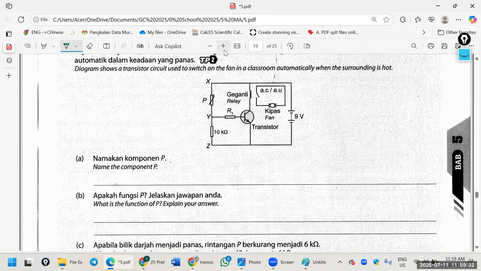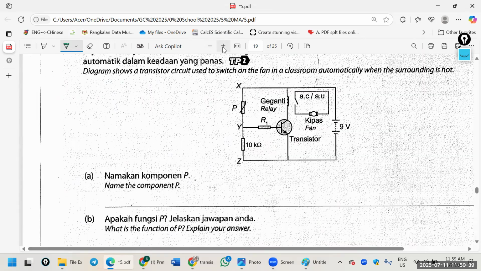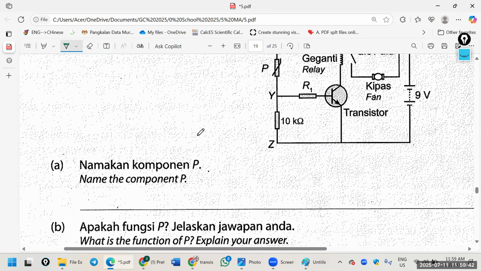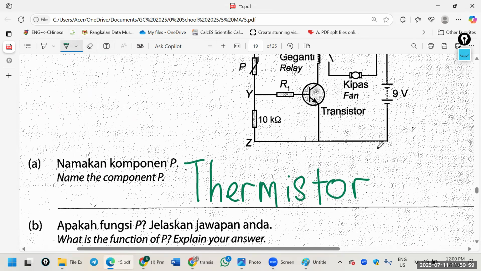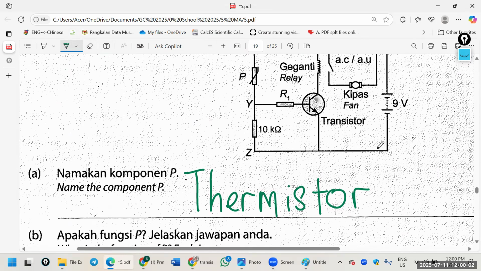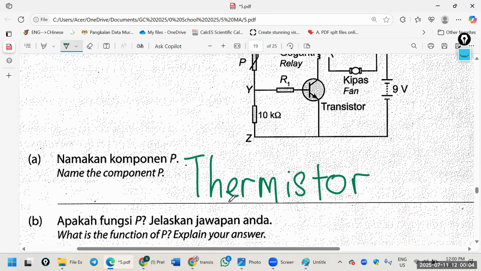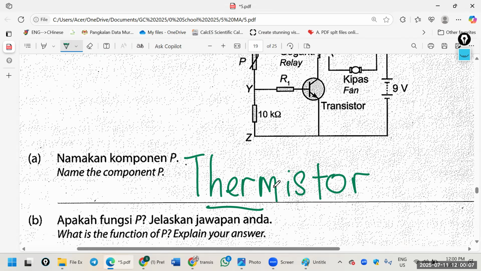This is the circuit of the fan. Name component P. Okay, you never learned this before, doesn't matter. P is a thermistor. A thermistor is a sensor for temperature. Therm is heat. It senses the heat, okay?